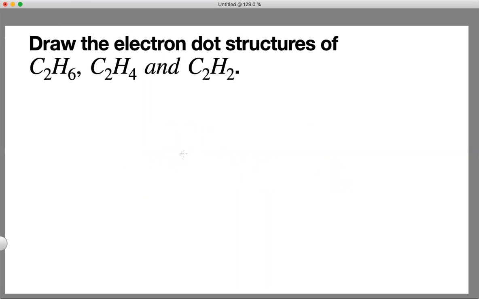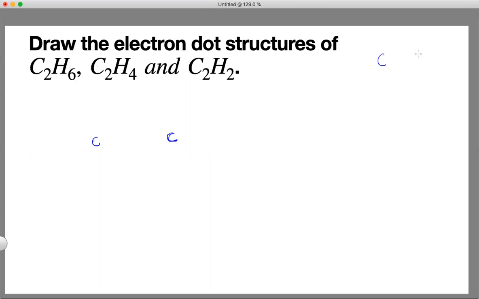Okay, let's move on. Draw the electron dot structures of these compounds. How do we do that? To do that, we will first take our carbon atoms. Can you think of the way they are connected?